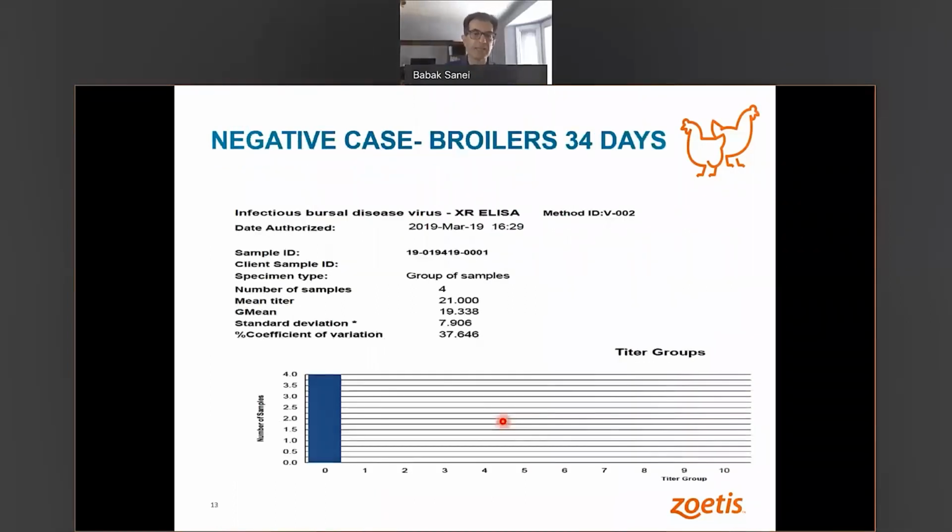Okay, so let's look at 3 different scenarios. I'm going to go through the negative scenario, looking at the serology and molecular, and then suspect, and then positive. That way it makes it probably a little bit more clear on your side.